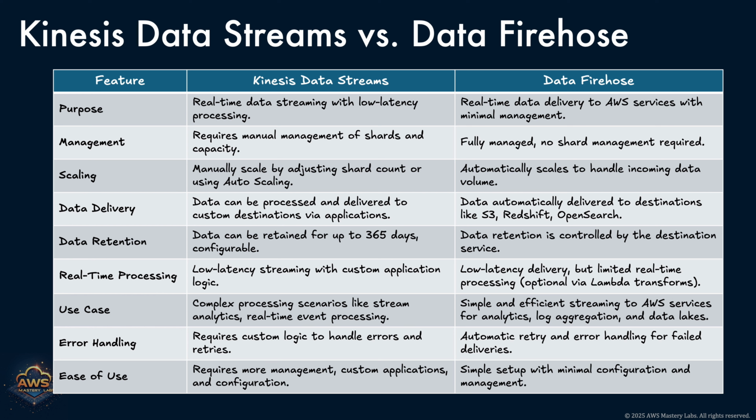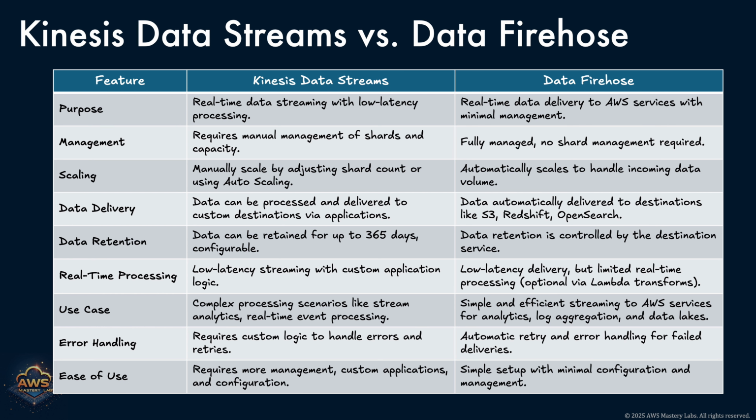In terms of scaling, data streams requires manual intervention. You must configure and manage the number of shards required to handle your data's throughput. On the other hand, Data Firehose scales automatically based on the volume of incoming data, making it much easier to handle spikes in traffic without worrying about resource allocation.